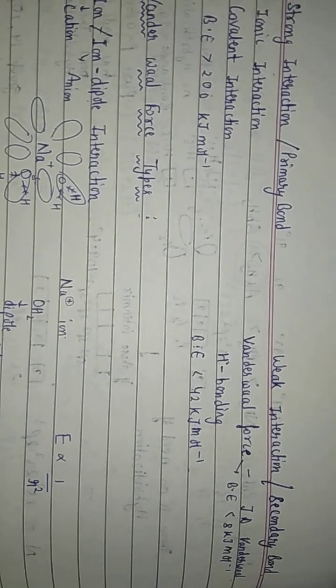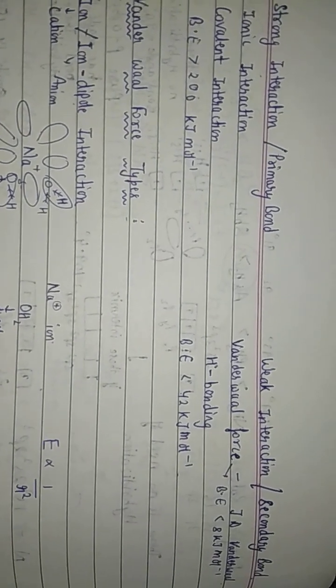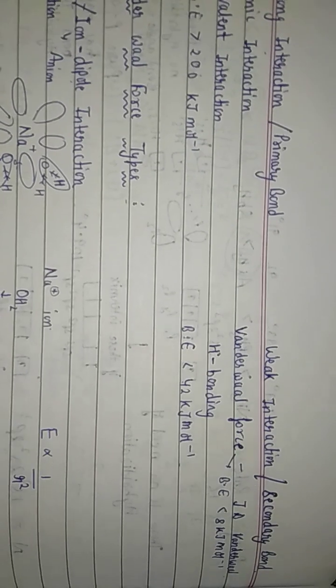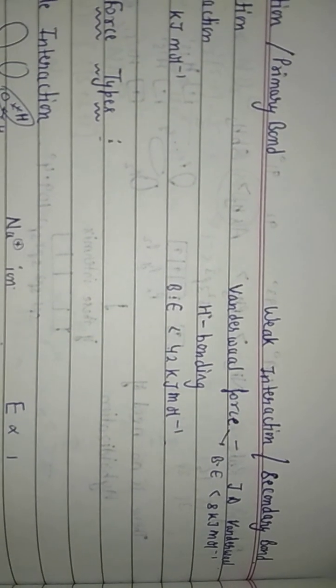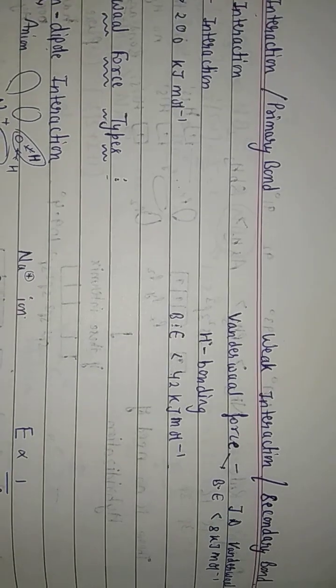Hydrogen bonding is stronger than van der Waals forces because the bond energy in case of van der Waals forces is less than 8 kilojoule per mole, and in case of hydrogen bonding it is 42 kilojoule per mole. Now there are various types of van der Waals forces.